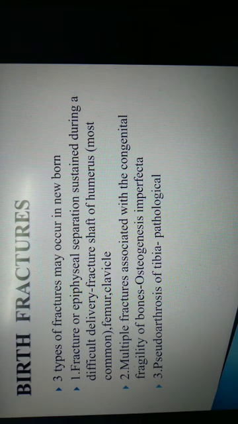Coming to the birth fractures, there are three types of fractures that may occur in a newborn. Fracture or epiphyseal separation sustained during difficult delivery, fracture of the shaft of the humerus, most commonly, femur, clavicle, and multiple fractures associated with congenital fragility of the bones, osteogenesis imperfecta. This is some of the congenital deformities, and pseudoarthrosis of the tibia is also a pathological deformity. And these are the three examples of birth fractures in children.